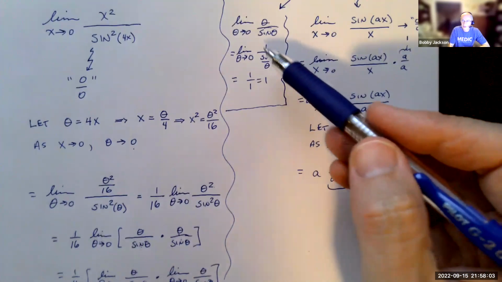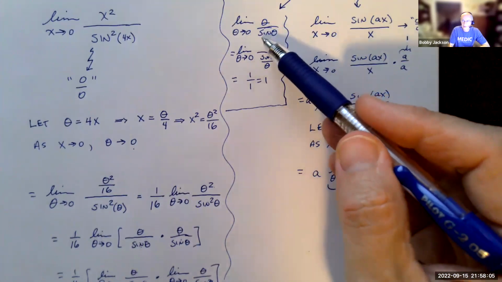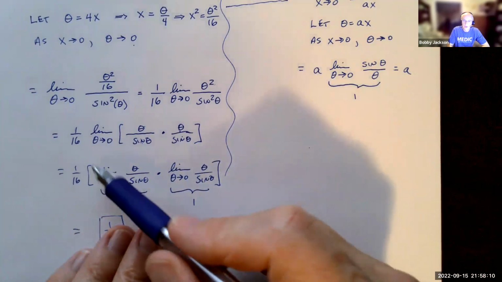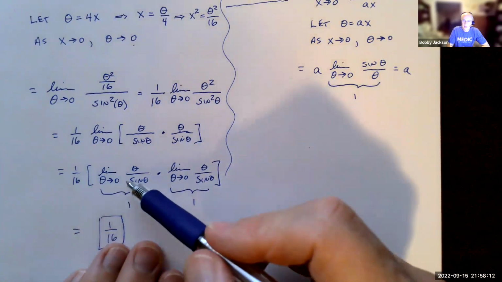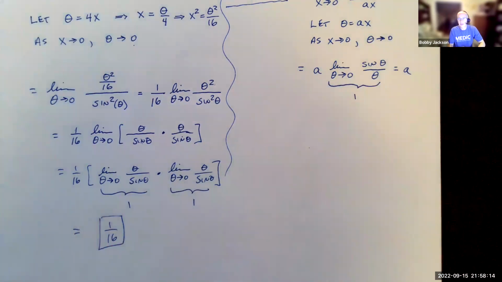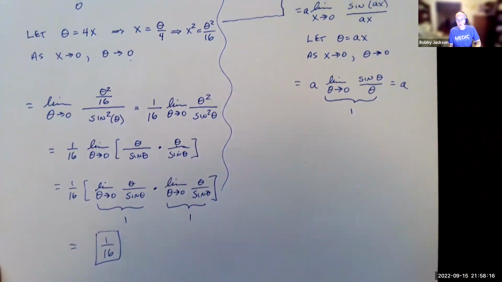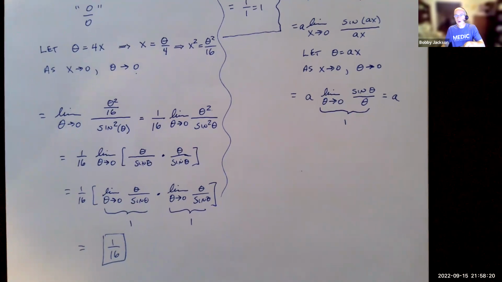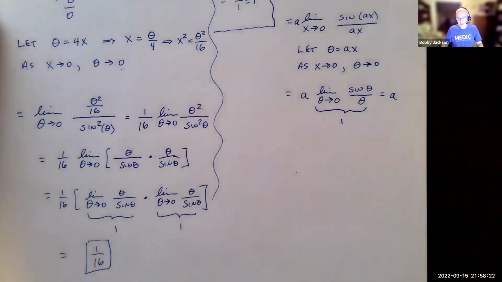That's this one right here that we talked about. The limit as theta goes to 0 of theta over sine theta is 1. So both of these are 1. So 1/16 was out here, times 1 gives me 1/16, and there's the limit. So there's a little bit of finagling here that we had to do to get this to work. But that's what we have to do in this case.